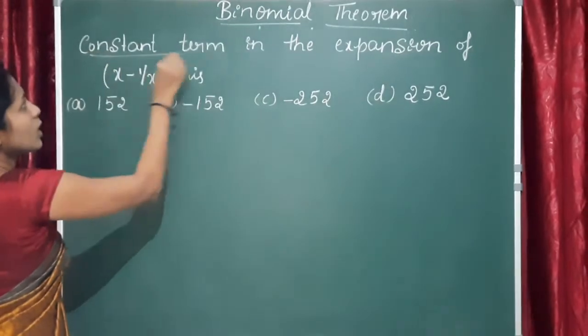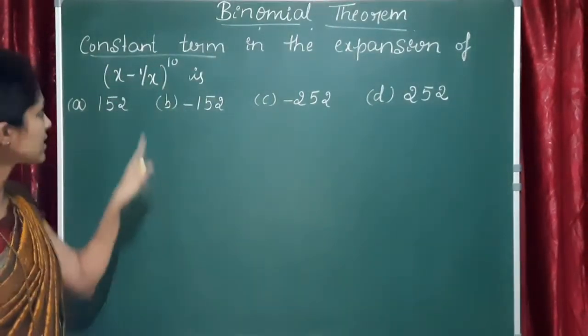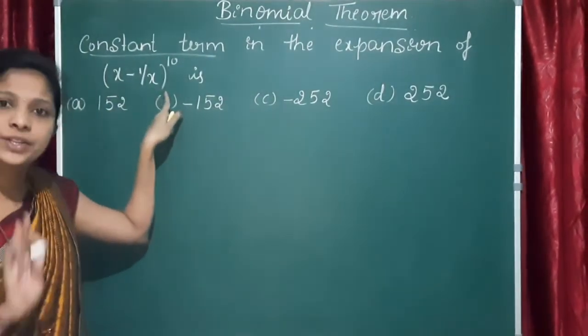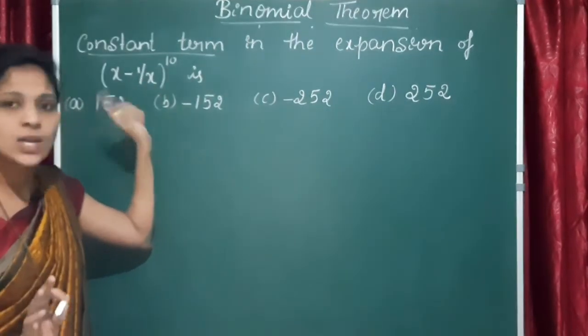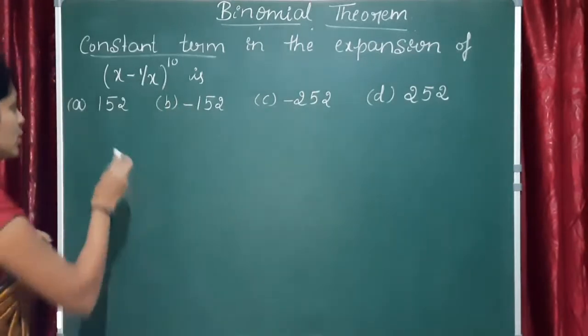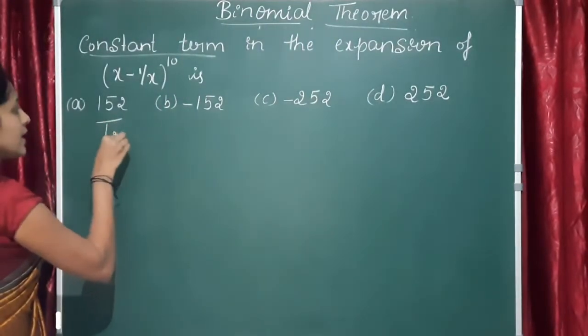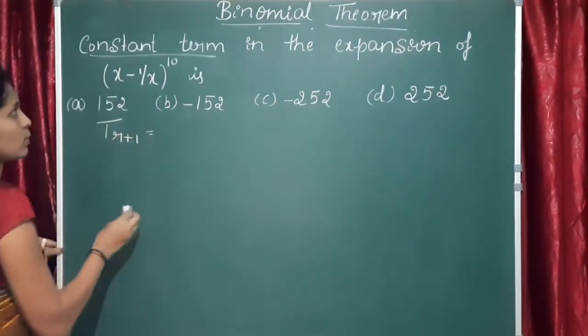So we are finding the constant term. Constant term is nothing but, here x is there, so the term should be independent of x. Is it clear? Constant term. Similar to that, so I think you can try this problem. First we'll write the general term T(r+1). Better you try this problem, okay?